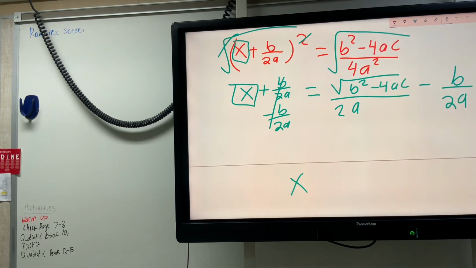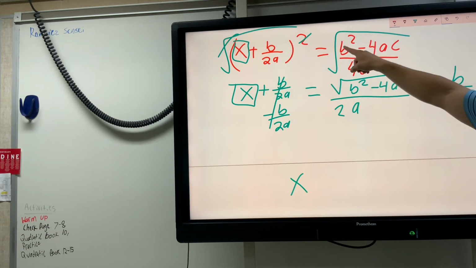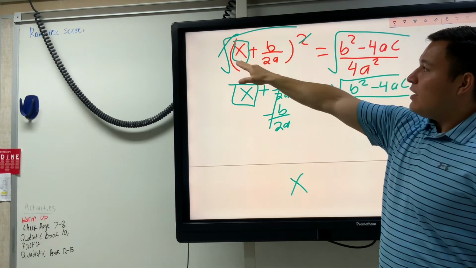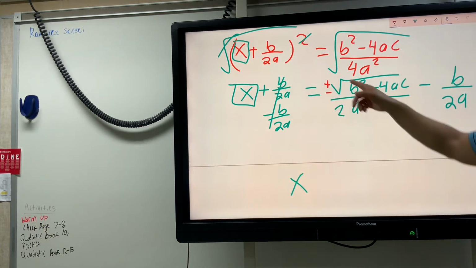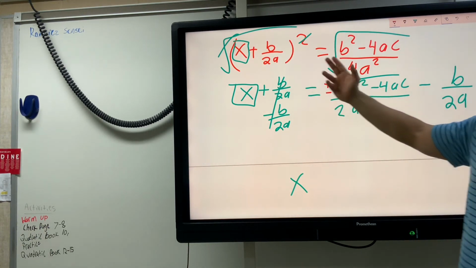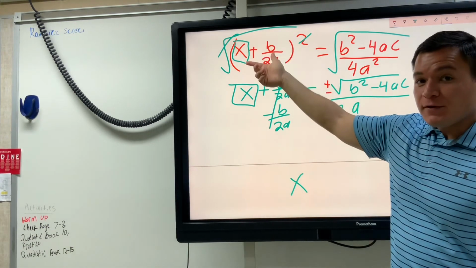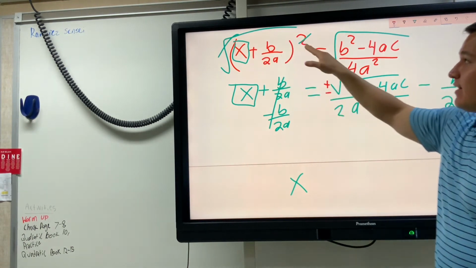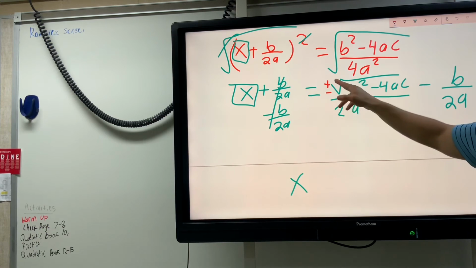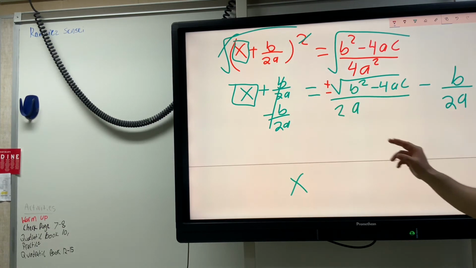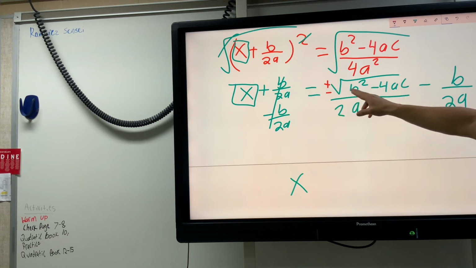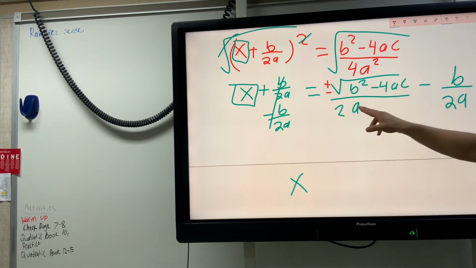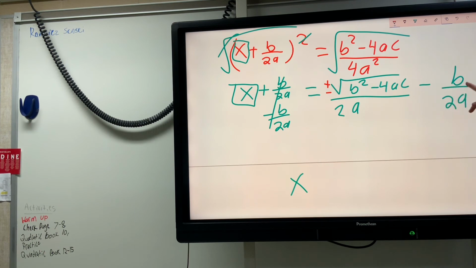And there is one thing that I forgot. Whenever I do this square root, I'm going to get a plus and minus sign. The plus and minus sign comes from, whenever you have something that was squared before, once you square root that thing, you're going to have a positive answer and a negative answer. So what we're looking at is plus or minus the square root of b squared minus 4ac divided by 2a, minus b divided by 2a.